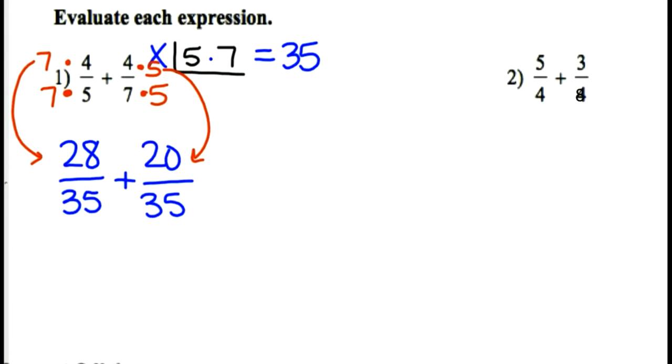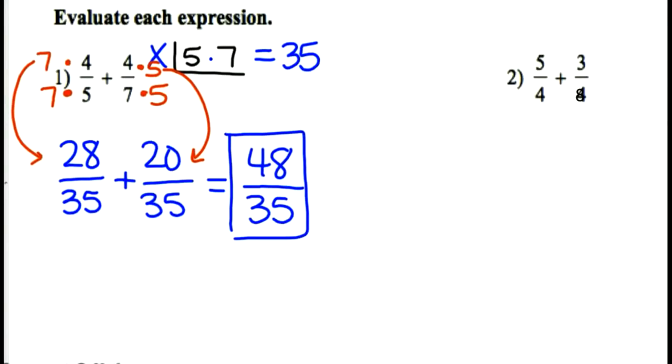The last thing that I have to do is that I have to add the numerators. My denominator stays the same all the way across because it's a common denominator. 28 plus 20 is going to give me a numerator of 48, and that is my final answer.